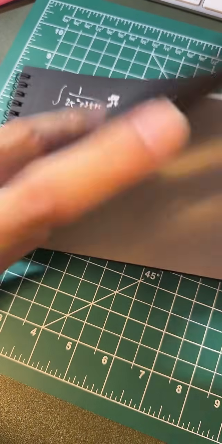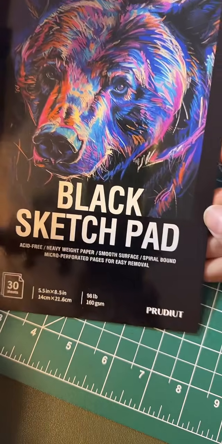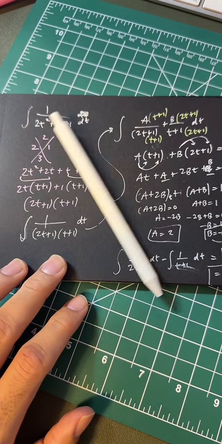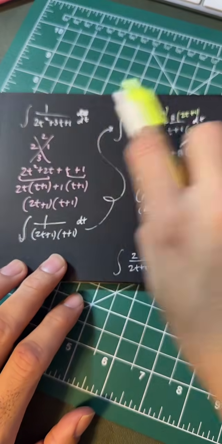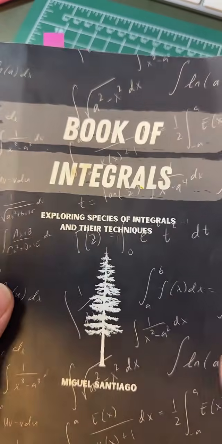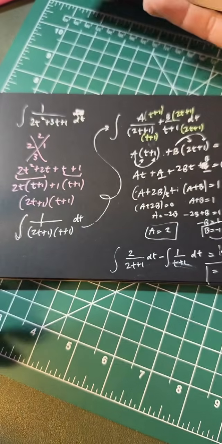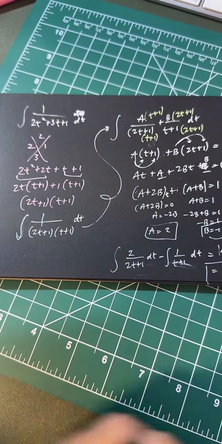I'm writing on a simple, honestly, I just got this from Amazon. It's like a black sketch pad. And I'm just using acrylic pens that I just bought on Amazon. And then this is my book of integrals. Here is Book of Marvelous Integrals. I wrote these. I'm working on another book called Book of Evil Scribbles that hopefully I'll get done by summer. But yeah, if you want to practice your integration techniques, you can do that.